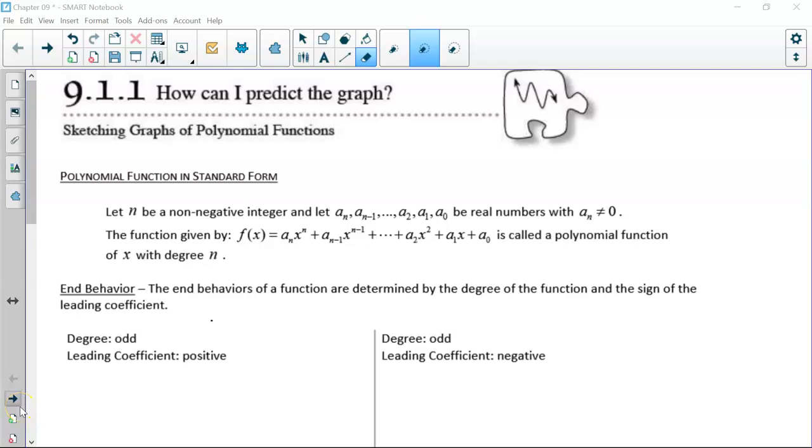Welcome to section 9.1.1. We're going to be talking about sketching the graphs of polynomial functions. So once again, a polynomial function should be written in standard form. For it to be in standard form, we're going from the largest exponent to the smallest exponent, largest degree to smallest degree. So there it is written in math speak. Don't worry about that too much. Just know largest exponent to smallest exponent.